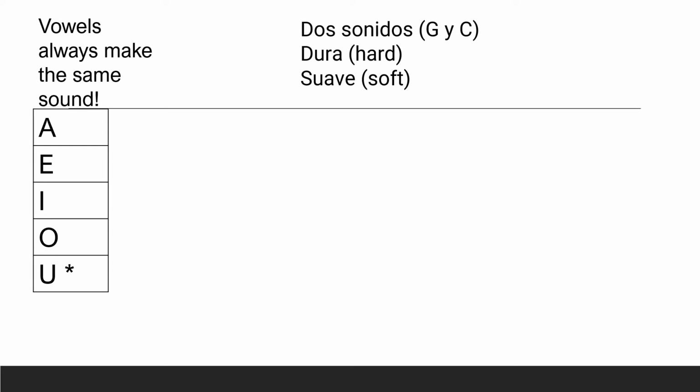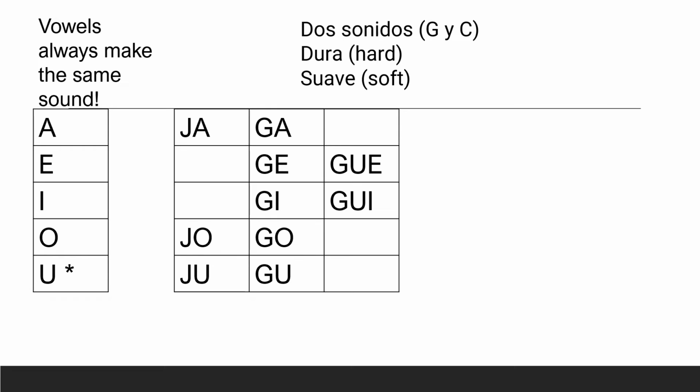So why do we have these spelling changes? Well, sometimes you have to have these letters, the a, e, i, o, u, those vocales, next to letters. When an A and a G are next to each other, that G will always make a hard G sound. Every time you see a G next to an A, it's going to make the hard G sound.